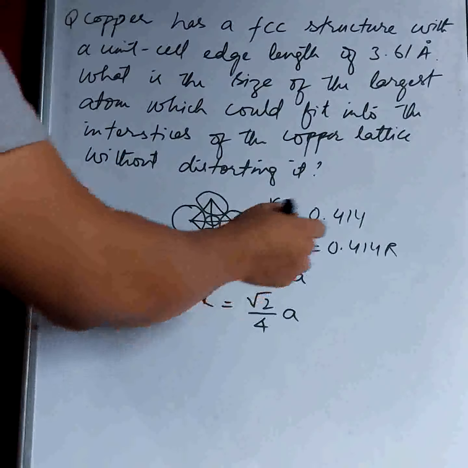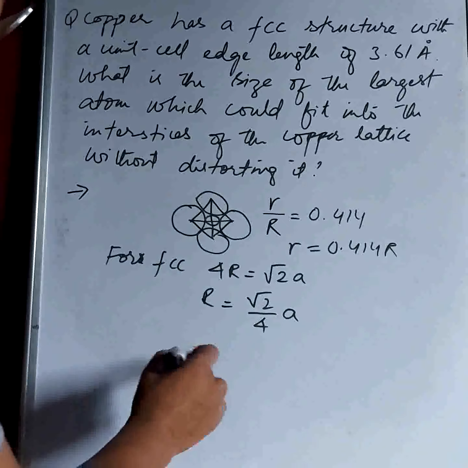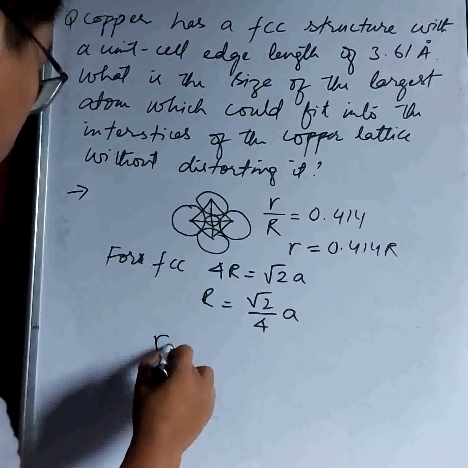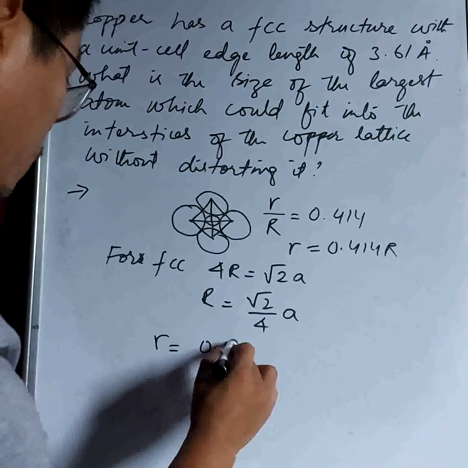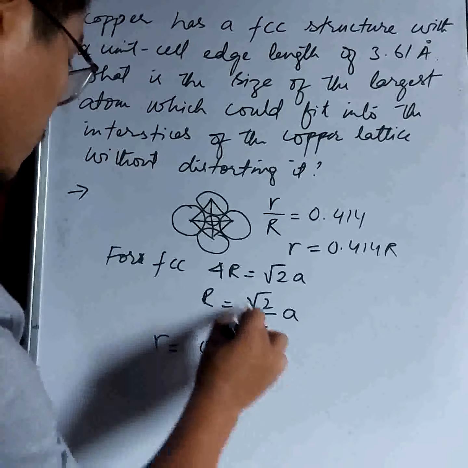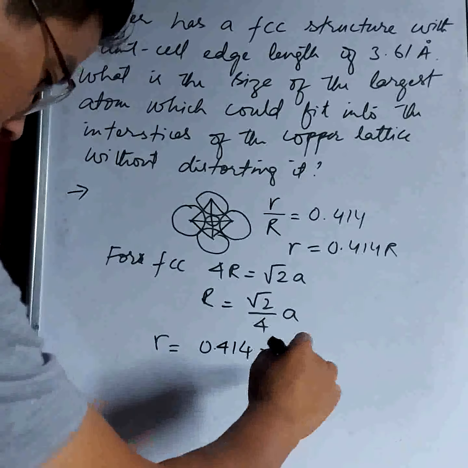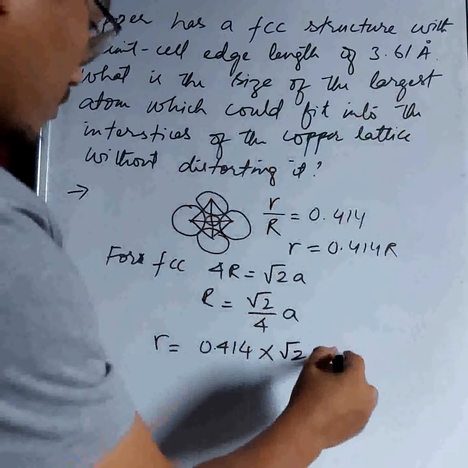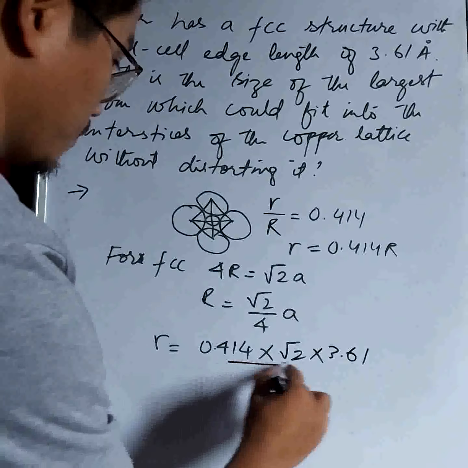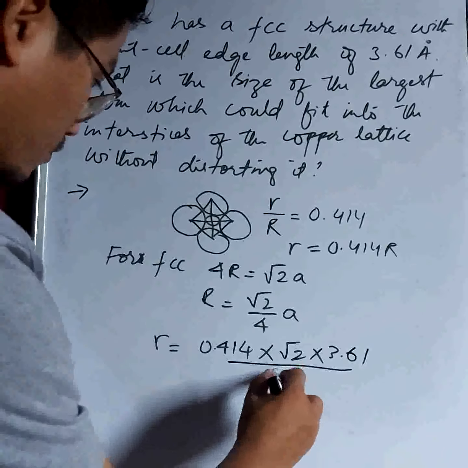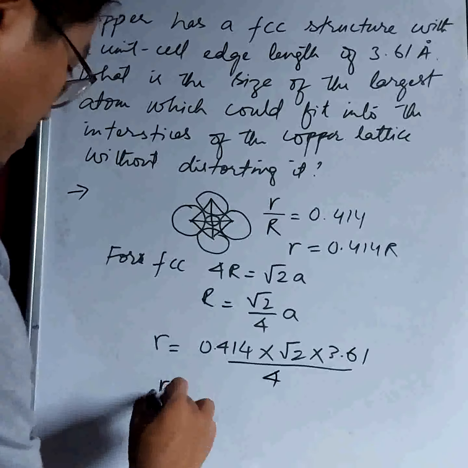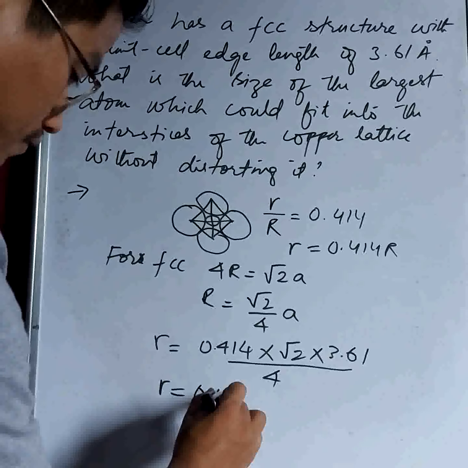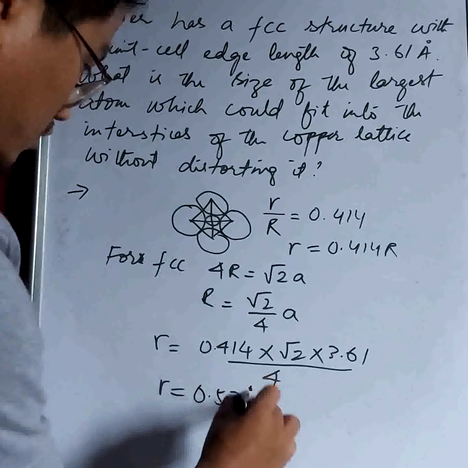So now we just plug in the values. We have collected all the values. So small r is equal to 0.414 into this R. So we'll just plug in the values. Root 2 into a, where a is given as 3.61 angstrom, over 4. So our answer for this radius would be 0.53 angstrom.